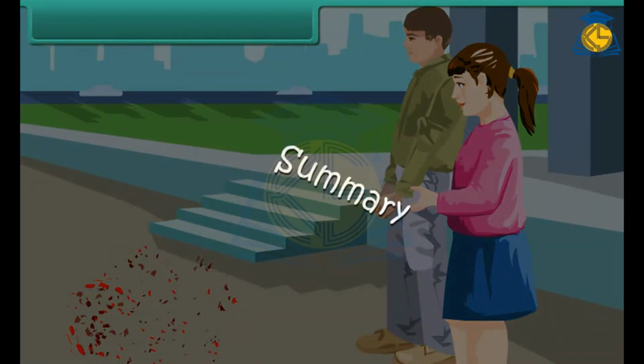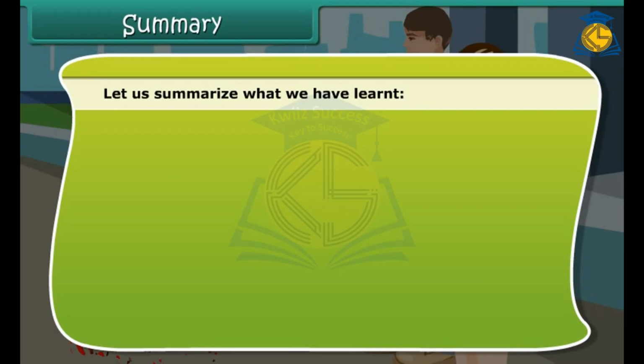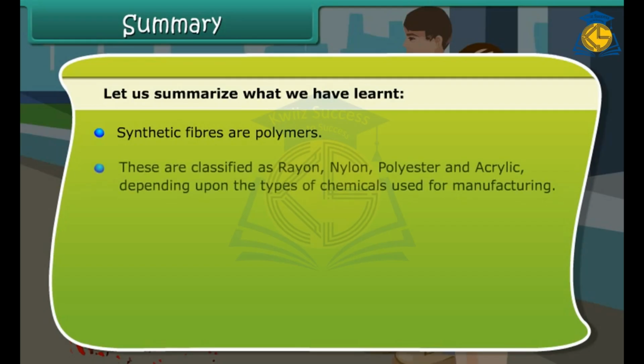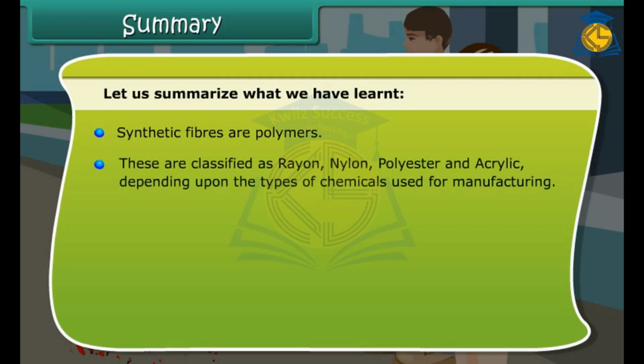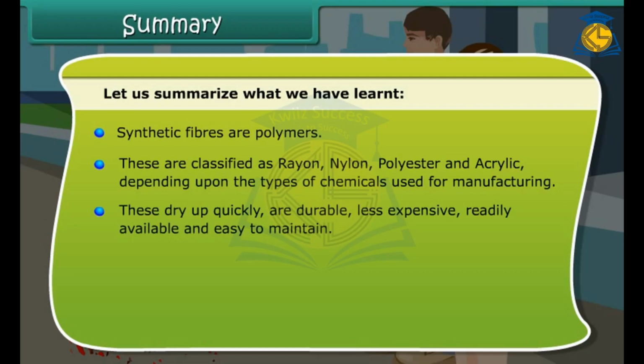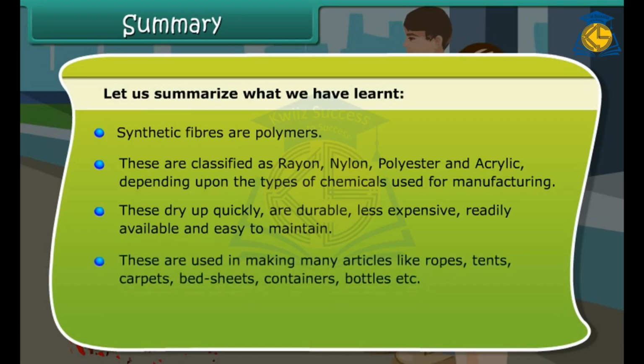Summary. Let us summarize what we have learned. Synthetic fibers are polymers. These are classified as rayon, nylon, polyester, and acrylic, depending upon the types of chemicals used for manufacturing. These dry up quickly, are durable, less expensive, readily available, and easy to maintain. These are used in making many articles like ropes, tents, carpets, bed sheets, containers, bottles, etc.